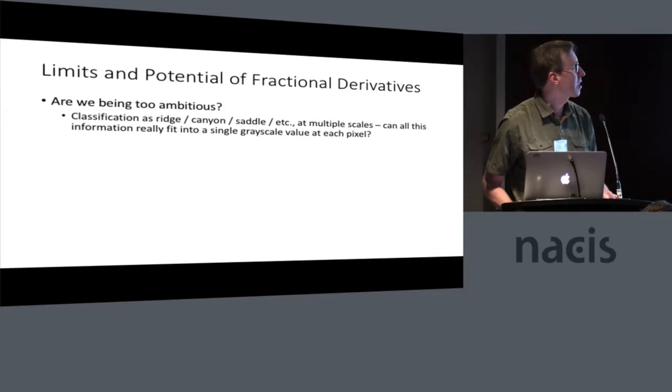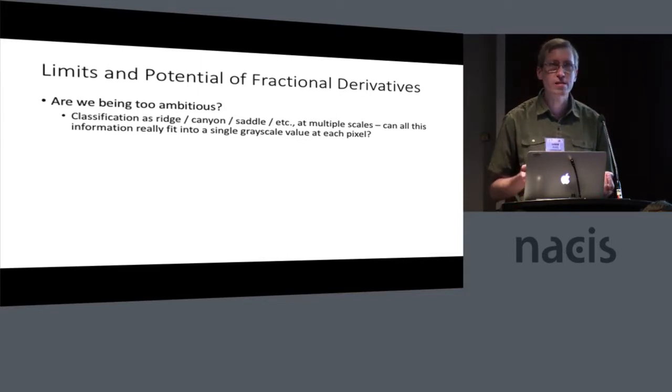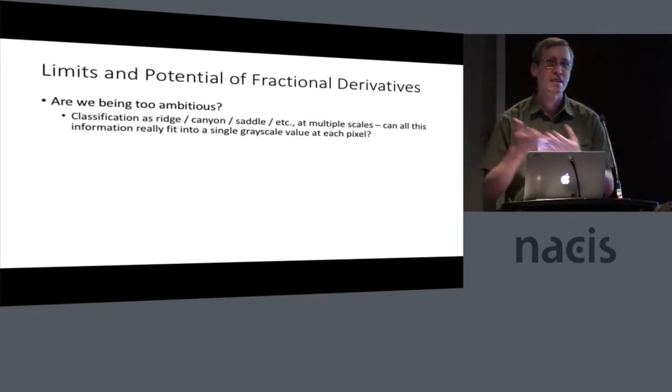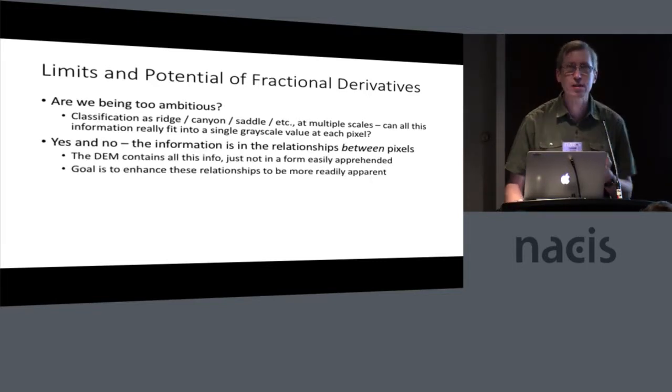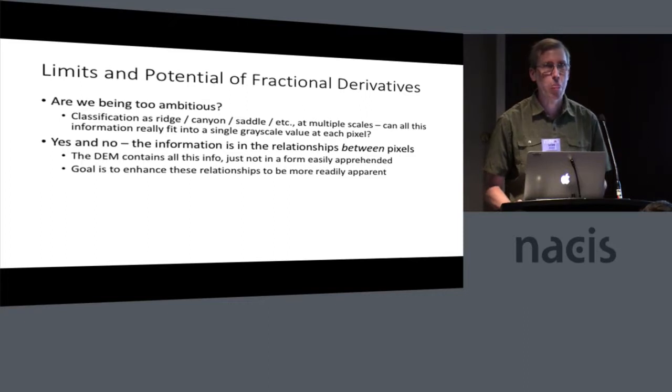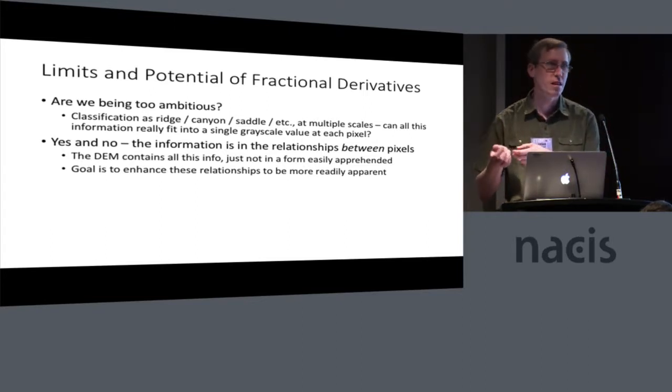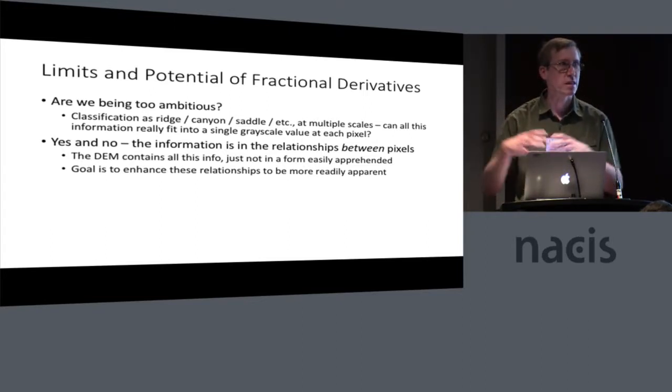Now, you may be thinking, how are we going to represent all this information just in a grayscale map? My value at a particular pixel is going to be 0 to 255. How is that going to tell me that it's a ridge at one scale and a saddle at another scale? And of course, the individual pixel value is not going to do that. But what's going to give us that information is the relationship between the pixels. You're going to see that that point is brighter or darker than the neighboring points at a certain scale.